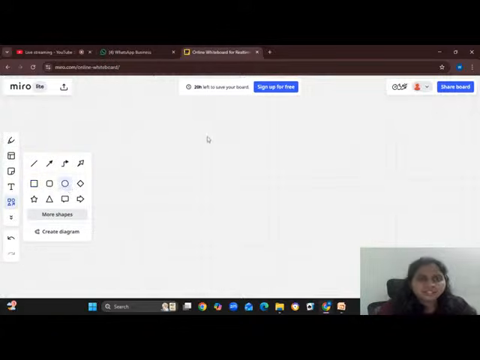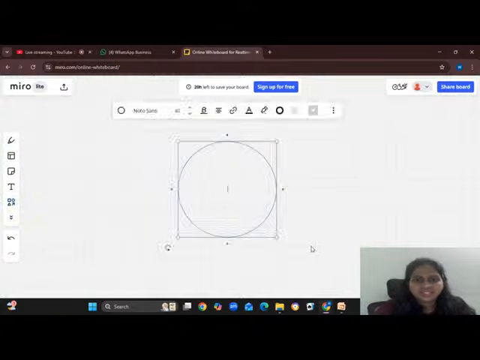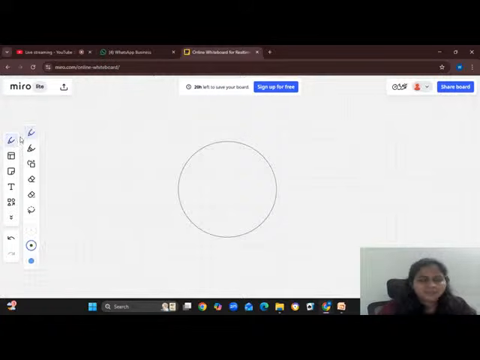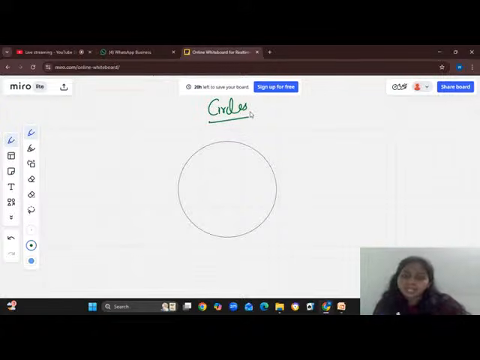Let me take a circle. So this is my circle. Here in our class 10 CBSE, what type of questions might they ask you regarding circles? How many of you know tangent? What is a tangent? What is a secant? You all have to know.